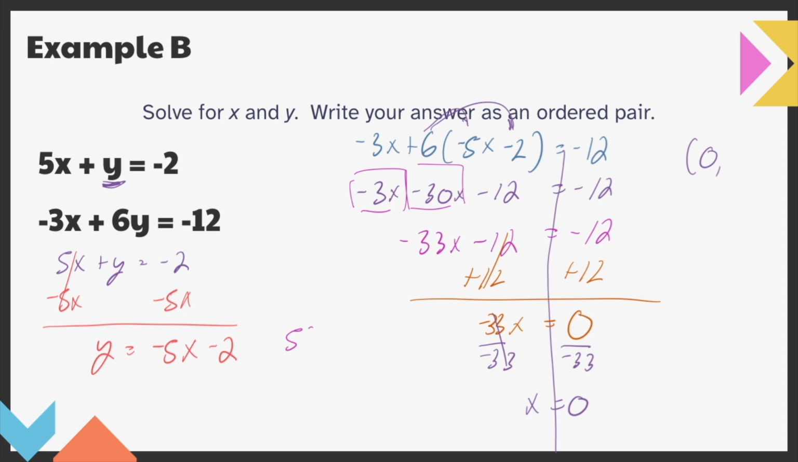So I'm going to do 5 times 0 plus y is equal to negative 2. 5 times 0 is 0, and I just end up with y equals negative 2, so that was real easy. So negative 2 is my y-intercept, or my y point here, and that brings us to the end of this problem. Let's go on to the next one.